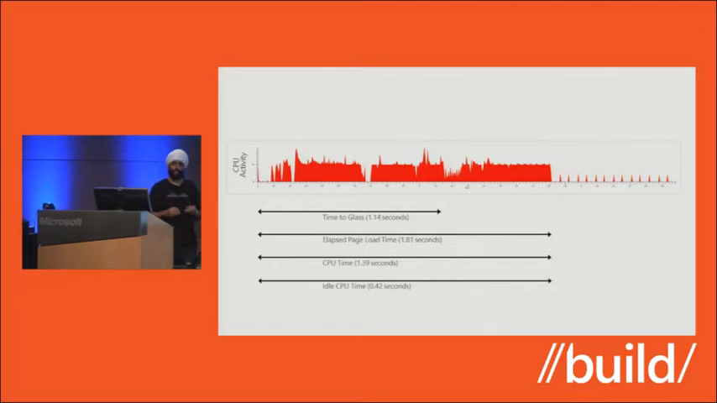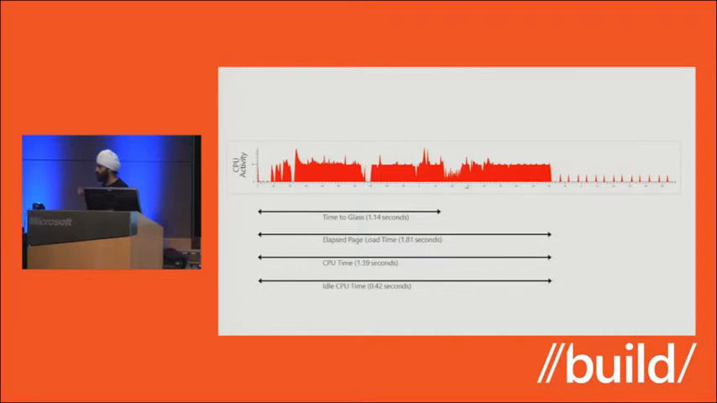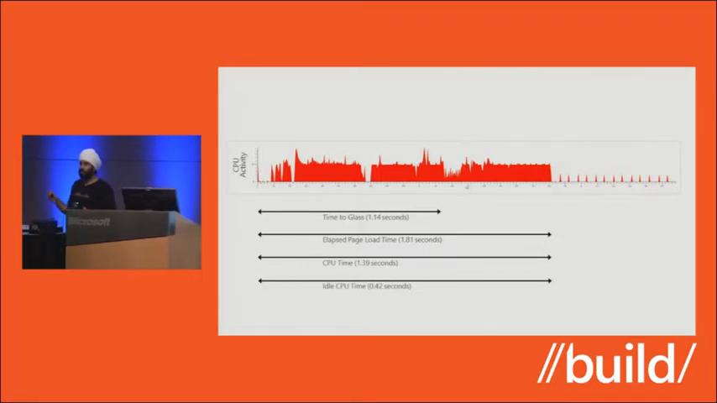The second line down is the elapsed page load time. This is the amount of time in milliseconds from when the user clicks on a link or types in a URL until the page is fully loaded and the CPU acquiesces. Within the elapsed page load time, there are 2 other key metrics. The third one down is CPU time: of the elapsed page load time, how much time is the CPU actually busy? And the fourth one down is how much time the CPU is basically wasted, the idle CPU time.